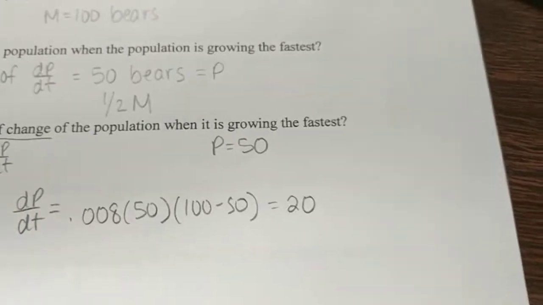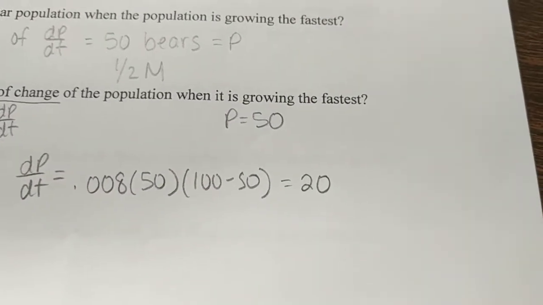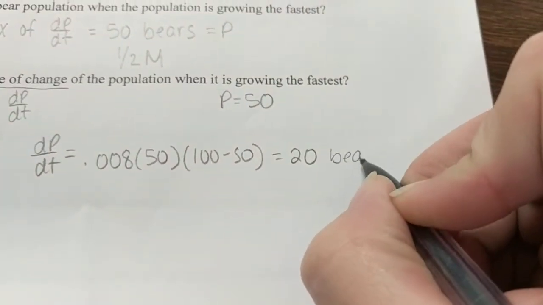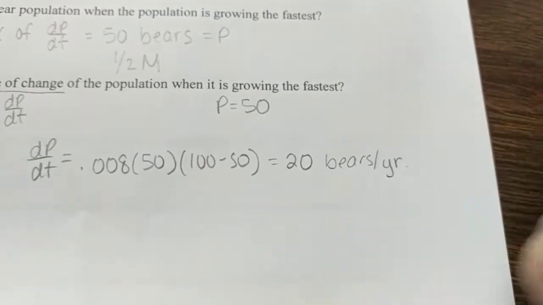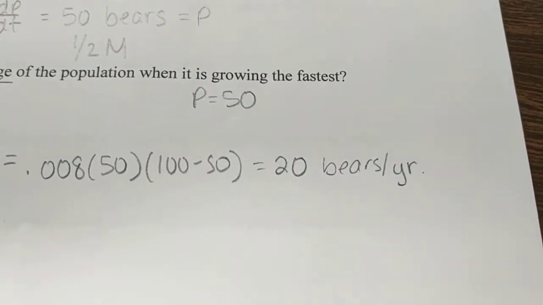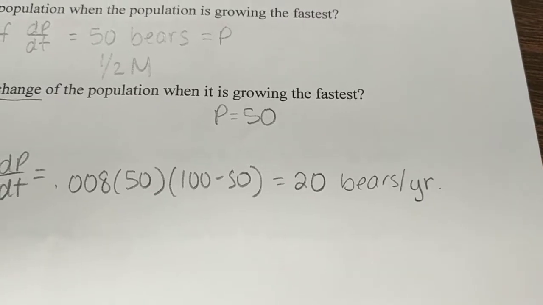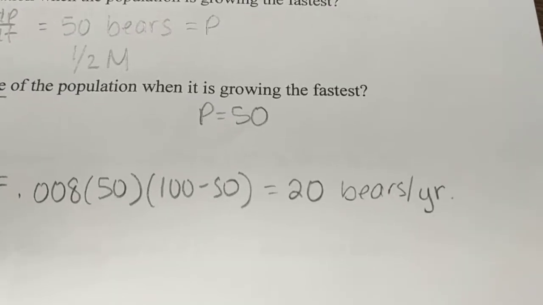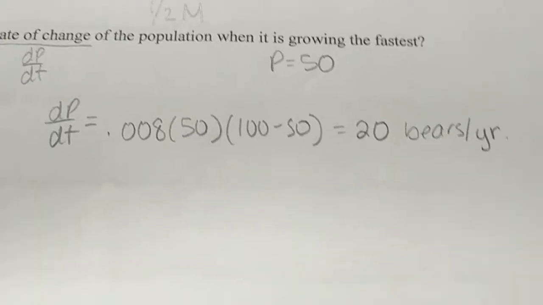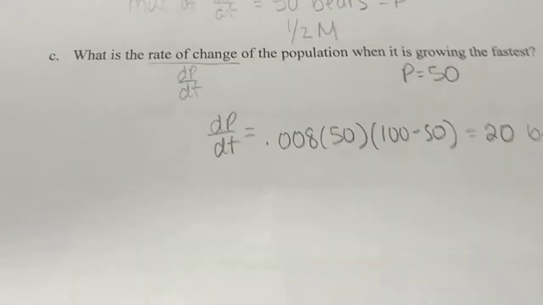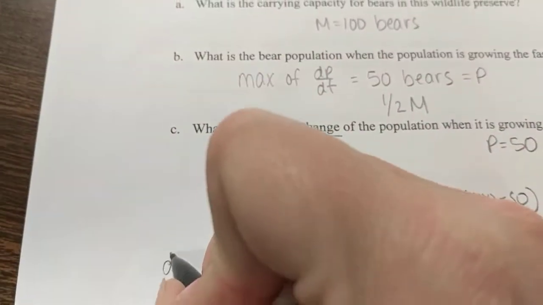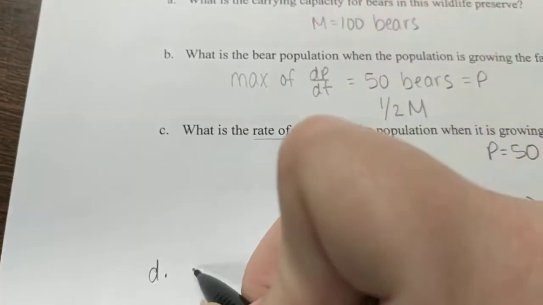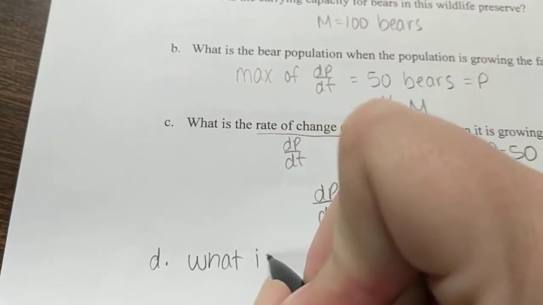Now, what are the units here? This one is always my favorite. It's bears per year. But every year I always have someone tell me that it was bears per minute, and that's just nasty. You can't have that many bears reproducing per minute. Yuck. All right, I want you to add a part D on here, and part D is, what is K?